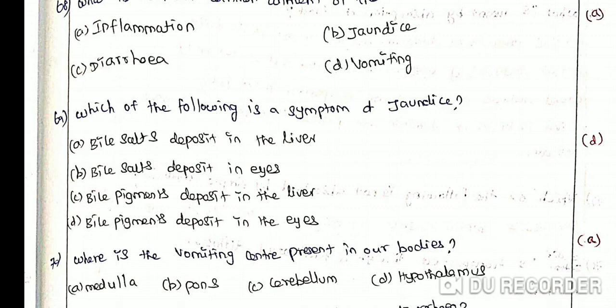Which of the following is a symptom of jaundice? Option A, bile salts deposits in the liver. Option B, bile salts deposits in the eye. Option C, bile pigment deposits in the liver. Option D, bile pigment deposits in the eye. The correct answer is option D, bile pigment deposits in the eye. In jaundice, the liver is affected. Skin and eyes turn yellow due to the deposition of bile pigments, particularly bilirubin. It is a waste material that remains in the bloodstream after iron is removed from the blood.